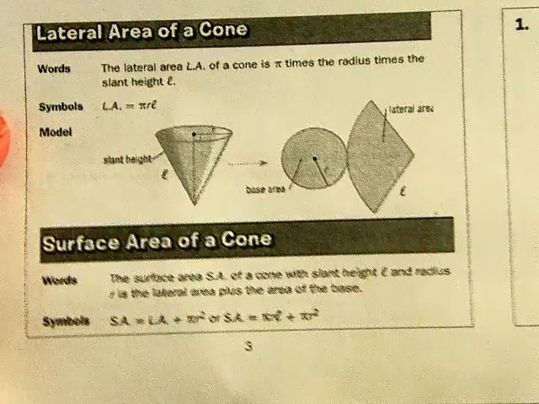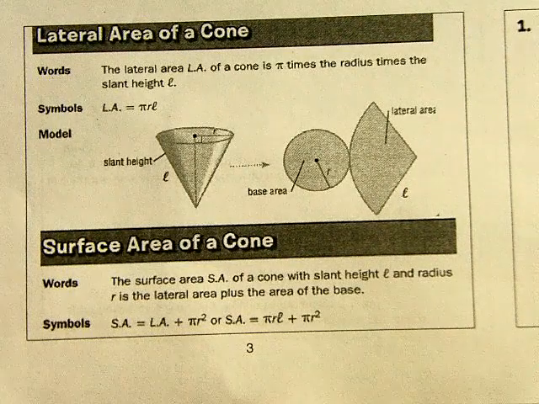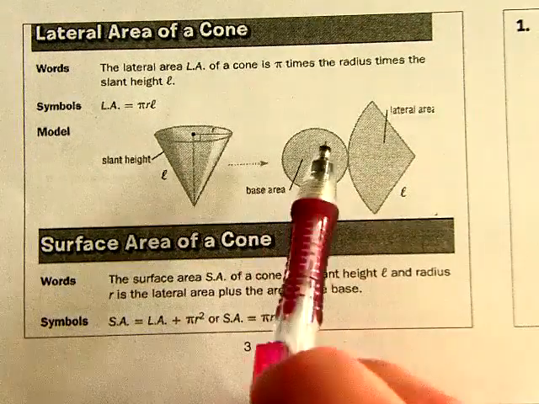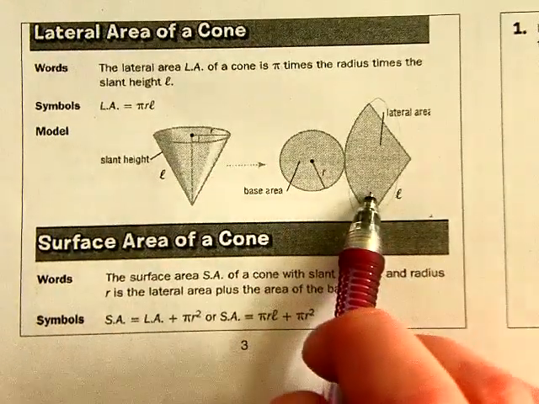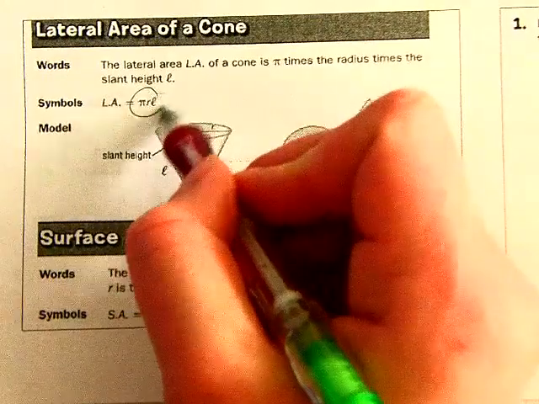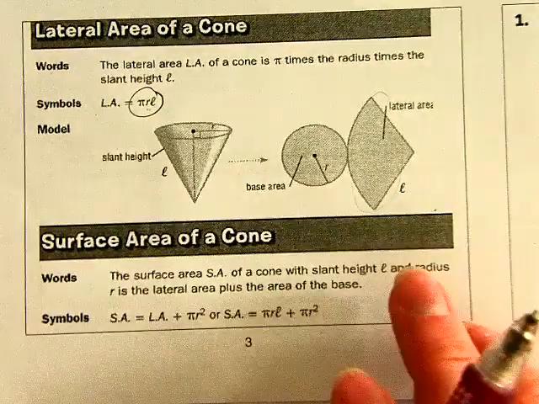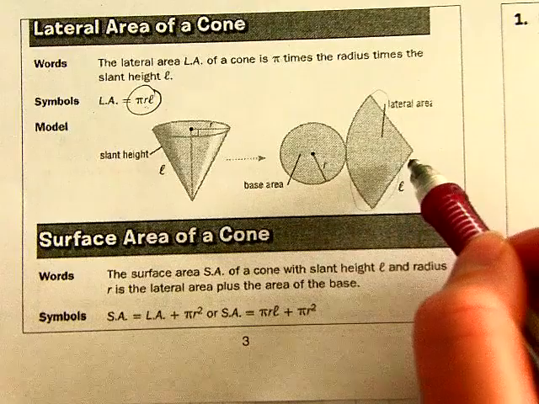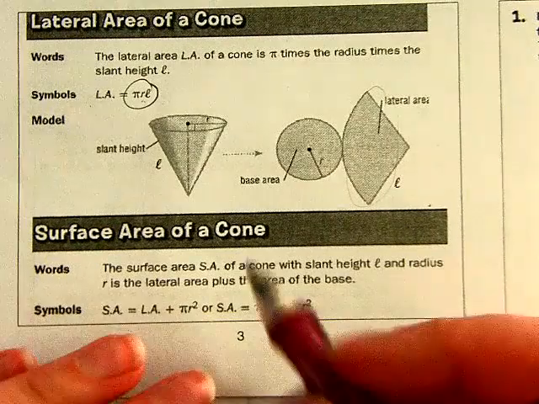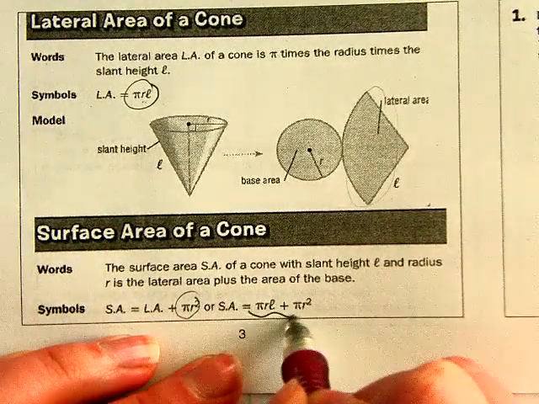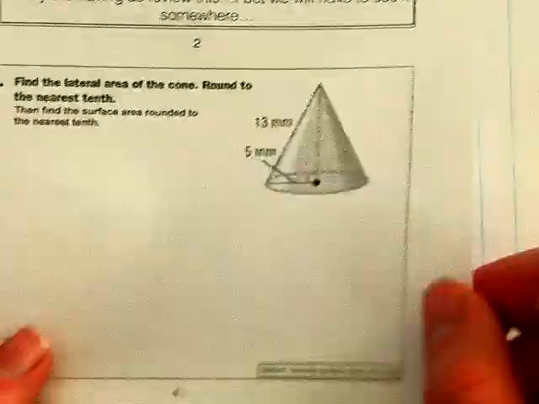So, the lateral area of a cone and the surface area of a cone. The lateral area, just like with cylinders, is part of the surface area. It just excludes the bases. So the lateral area would just be this portion, this curved part. And that's going to be almost the circumference. The circumference is 2 pi r or pi d. This one's going to be pi r l to find the lateral area of that cone. And then the surface area itself includes the circle. So the lateral area, or the portion of the circle, plus the base circle.